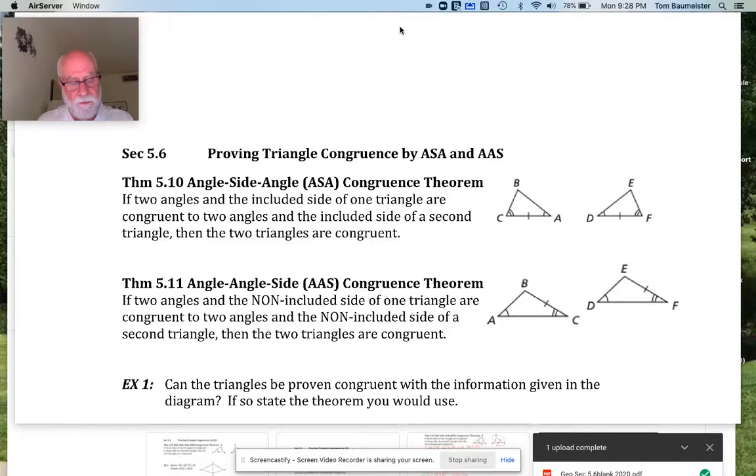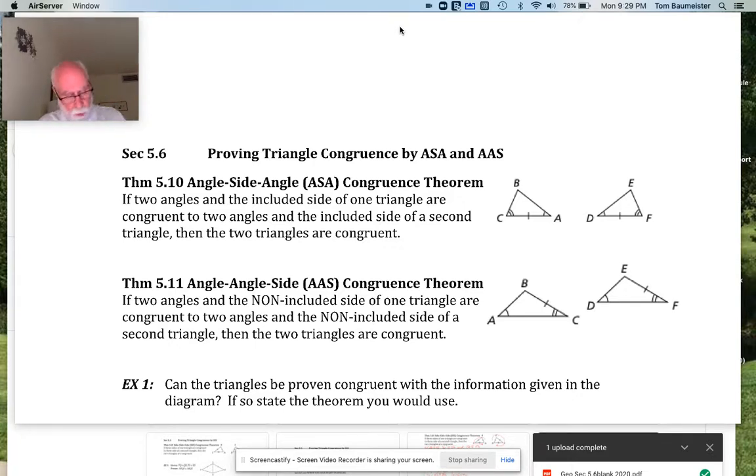All right, section 5.6 says proving triangles congruent by angle-side-angle and angle-angle-side. So if two angles and the included side of one triangle are congruent to two angles and the included side of a second triangle, then the two triangles are congruent.